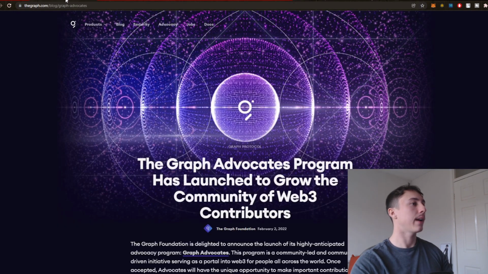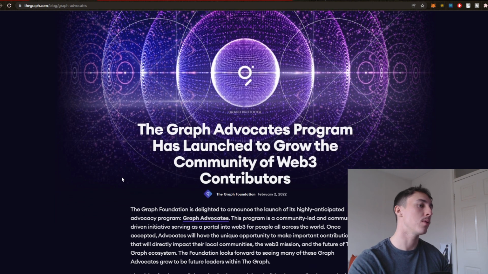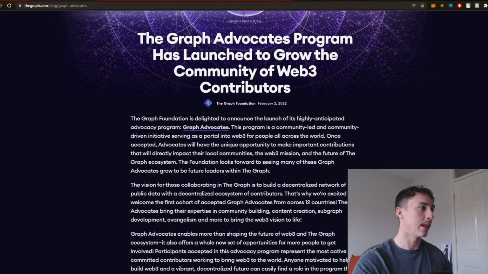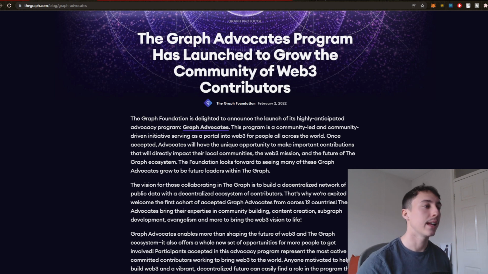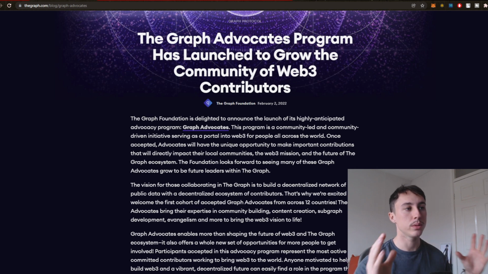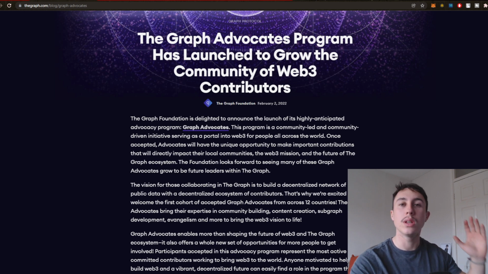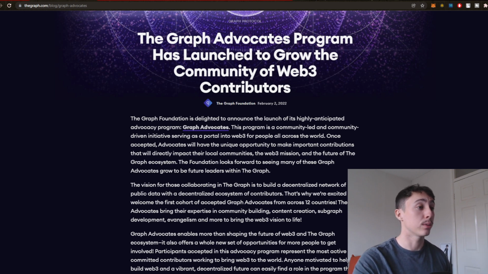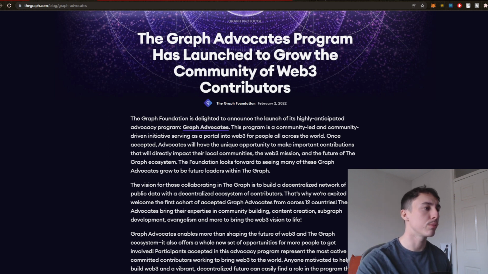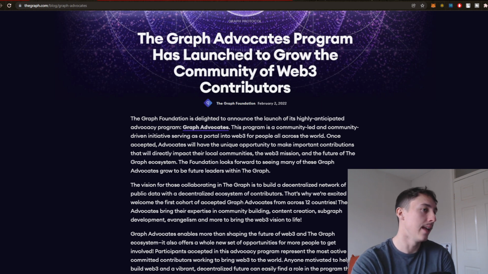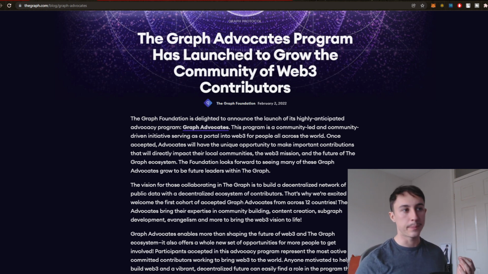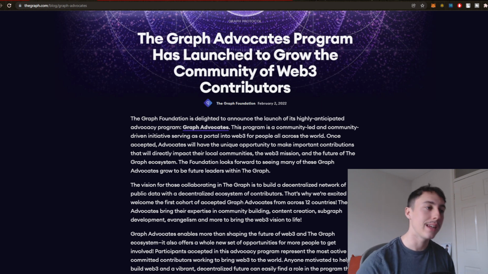So the Graph Advocates program has launched to grow the community of Web3 contributors. The Graph Foundation is delighted to announce the launch of its highly anticipated advocacy program, Graph Advocates. This program is a community-led and community-driven initiative serving as a portal into Web3 for people all across the world. Once accepted, advocates will have the unique opportunity to make important contributions that will directly impact local communities, the Web3 mission, and the future of the Graph ecosystem. The Foundation looks forward to seeing many of these Graph advocates grow to be the future leaders within the Graph.